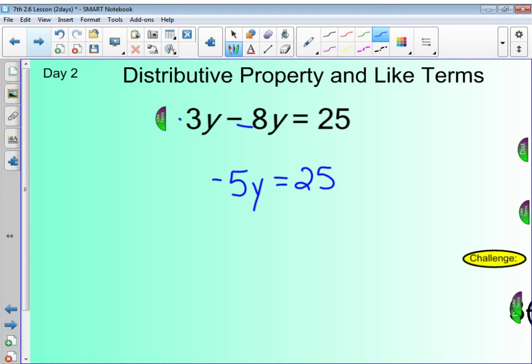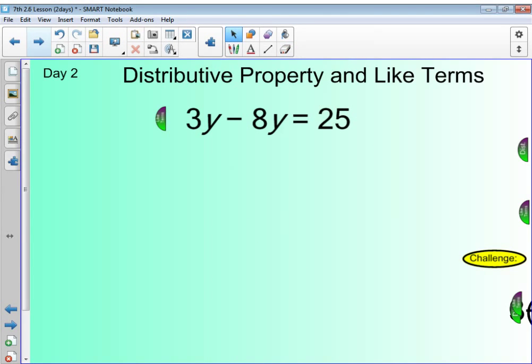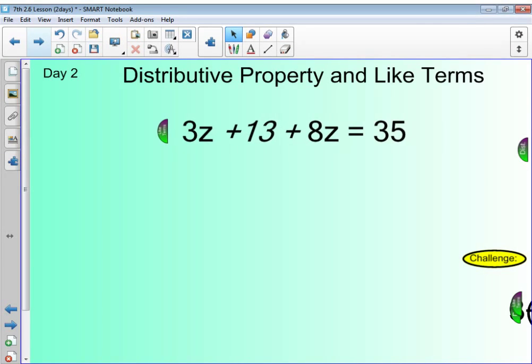Okay, so now we've got it back down to a one-step equation. So it's -5 times y. We divide by -5. Divide by -5. Y equals 25 divided by 5 is 5. There's one negative, so you would get -5 for this one. Okay, so I'm going to slide one out here for you to try. Oh, let me mark on this. Actually, we'll do this one together.